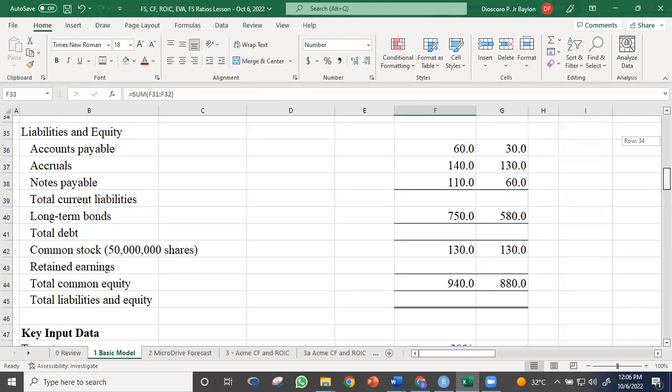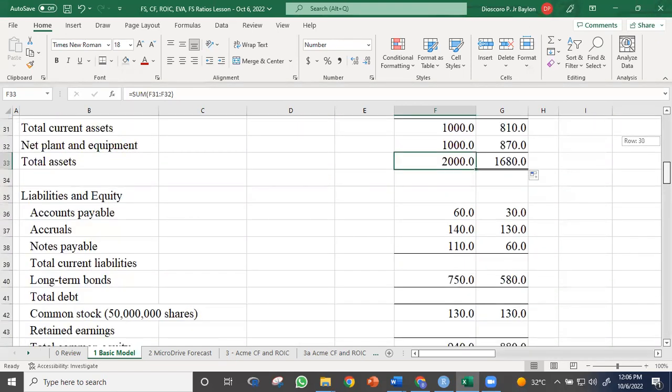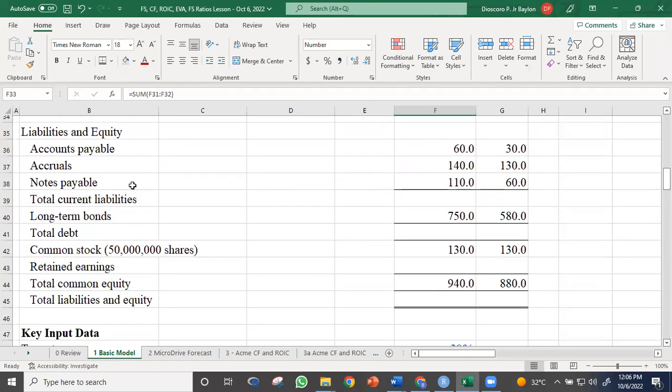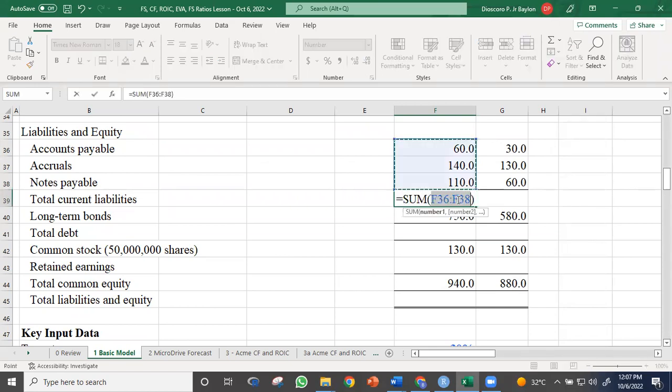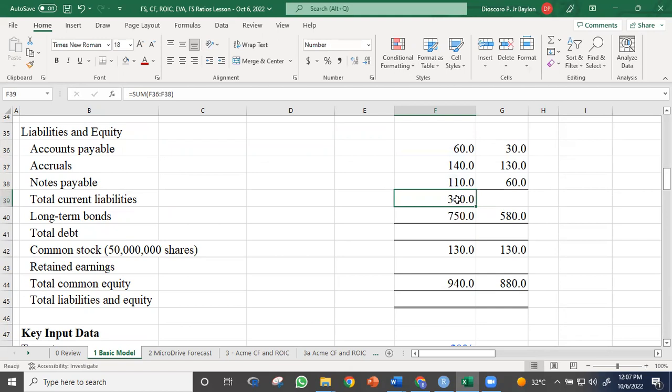Next, how are the assets financed? It can be via liabilities and equity. So we have here the liabilities: accounts payable, accruals, and then notes payable. Again, the sum, Alt+=. So the sum of your current liabilities is 310.